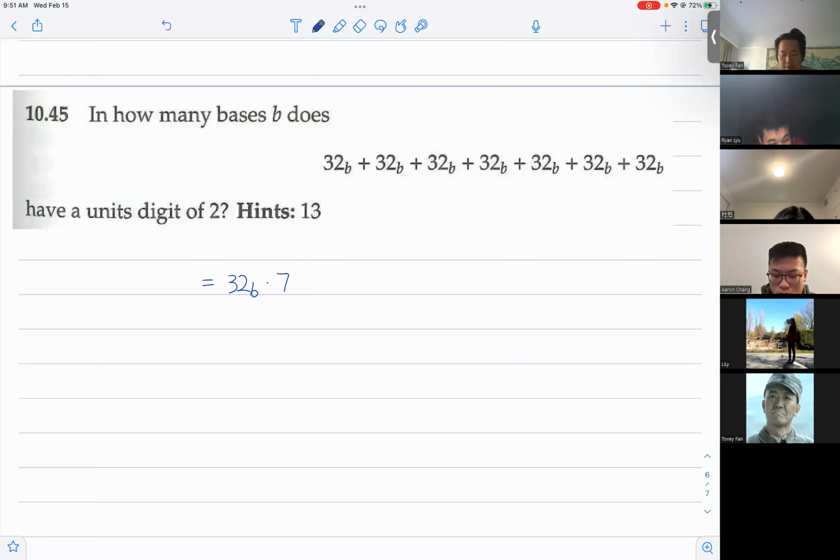You can change, for example, the first number into base 10. Because to change 7 into base b is impossible. We don't know what b is, right? If b is greater than 7, then that's just gonna be 7. If b is less than 7, this has to be like 1 something, right? We change this into base 10. If you change this into base 10, it's just gonna be 3b plus 2, right? Times 7.